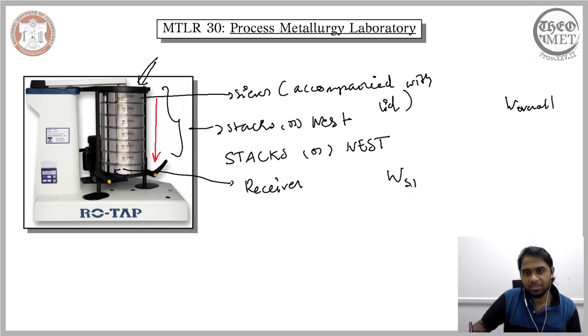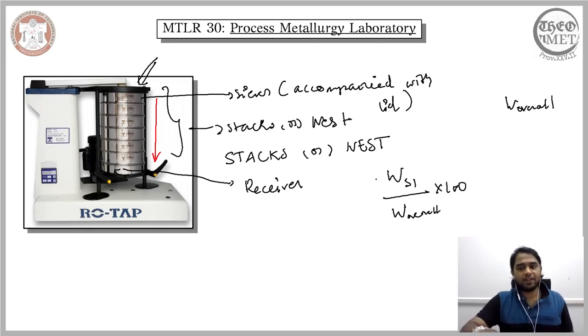So let S1 be the weight of the particles that are collected in C1, and then I take the ratio of it with respect to the overall weight, and then multiply it by 100. So that is the fraction of the particles that are larger than the aperture size that is associated with C1.